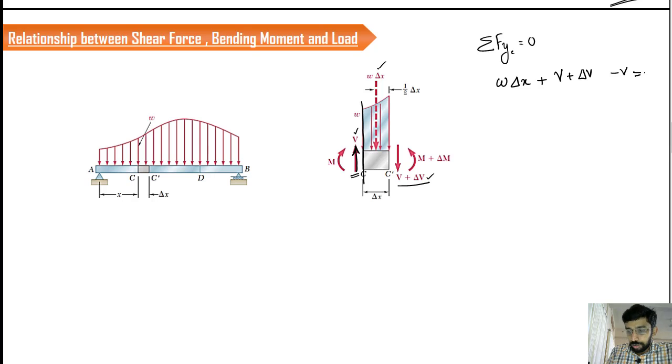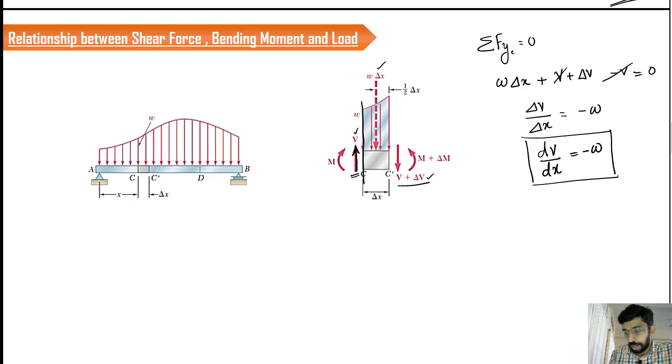So if we equate this to 0, these two V will get cancelled out. So we can say that delta V divided by delta X is equal to minus W. Or in other words, dV by dx is going to be minus W. This means that the slope of the shear force will give the negative of the loading. This is the relationship between the shear force and the loading.